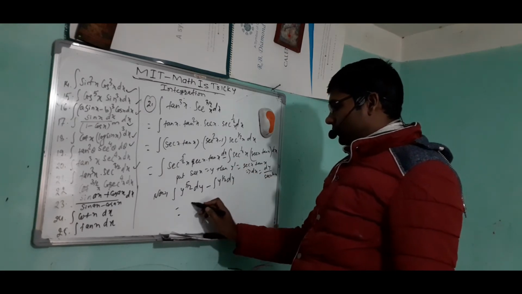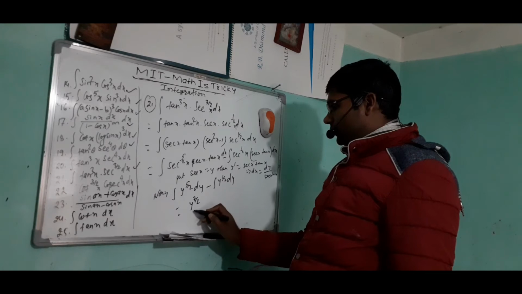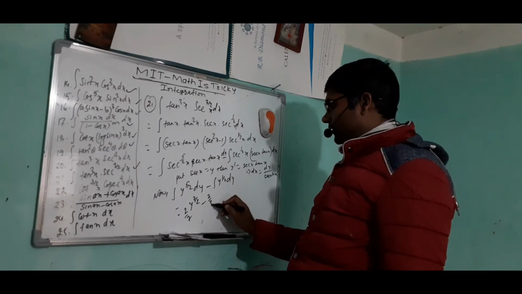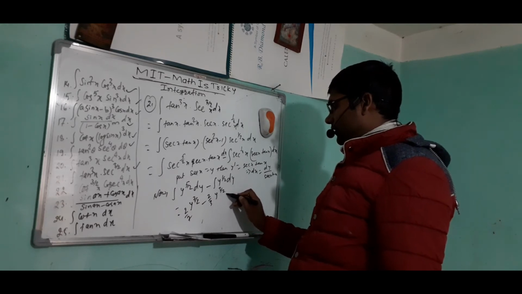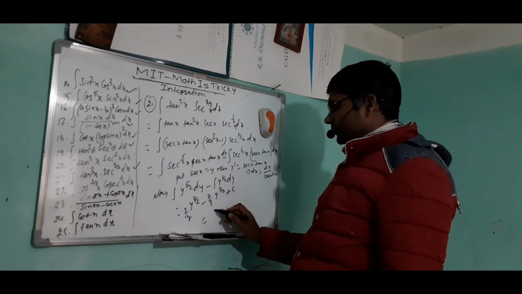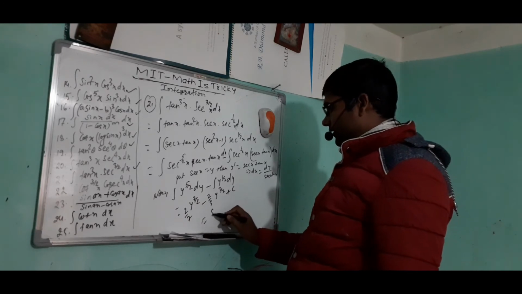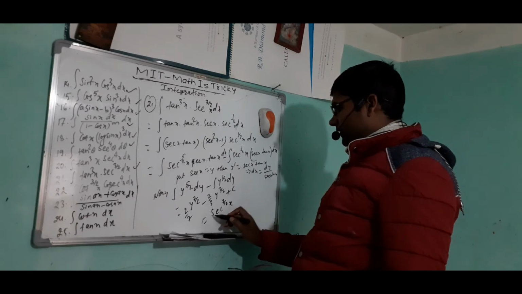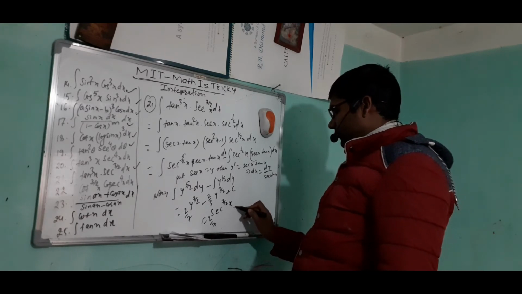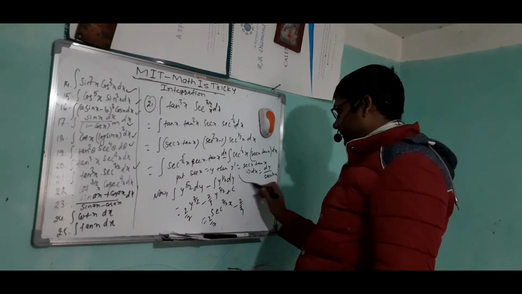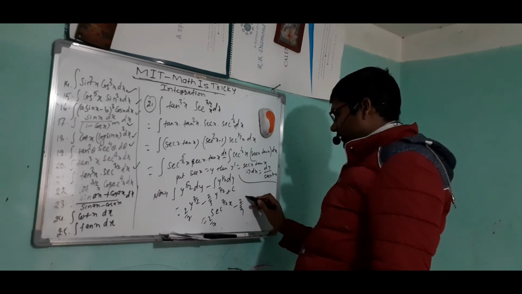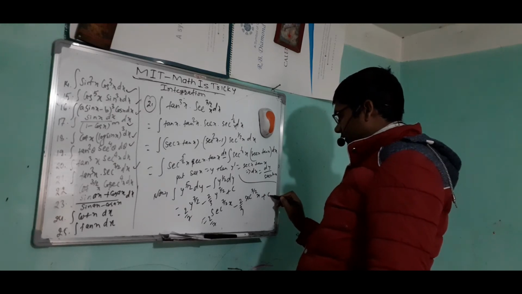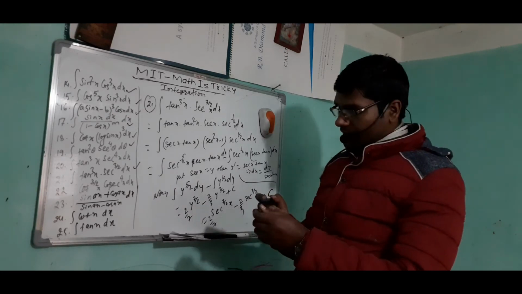So it will be y power 7 by 2 times 2 by 7 minus y power 3 by 2 times 2 by 3 plus c. The answer will be, with y being sec x, sec power 7 by 2 x times 2 by 7 minus 2 by 3 sec power 3 by 2 x plus c. That will be our final answer.